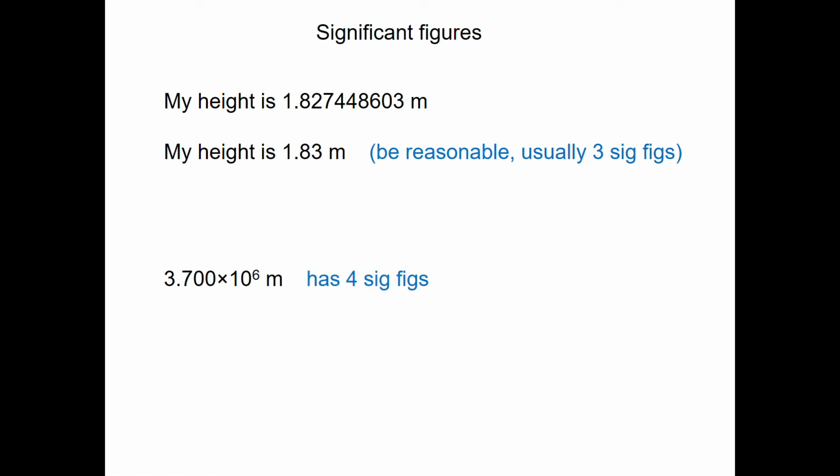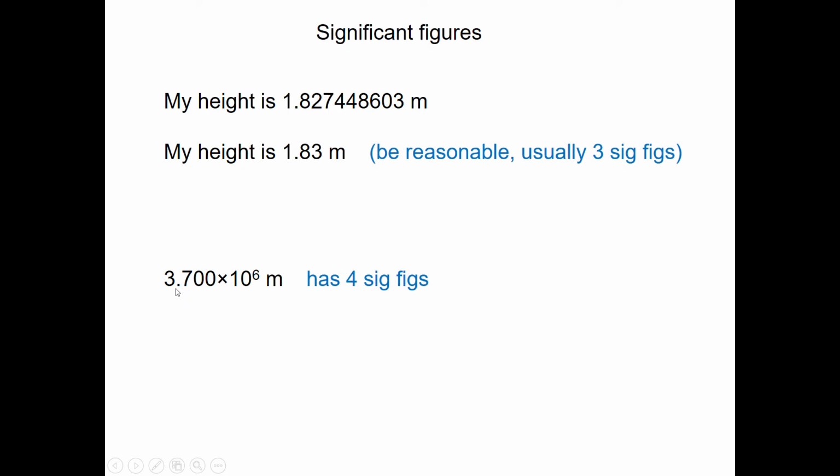Now, one of the other virtues of scientific notation is that it's easy to tell how many significant figures or digits the person intends. So in other words, here is a quantity, a distance, 3.700 times 10 to the 6th meters. Okay, so this is 3,700,000 meters if I specified it the standard way.